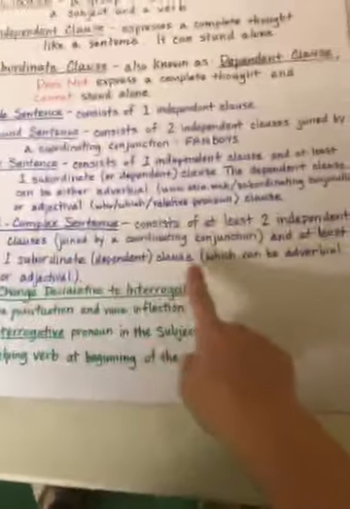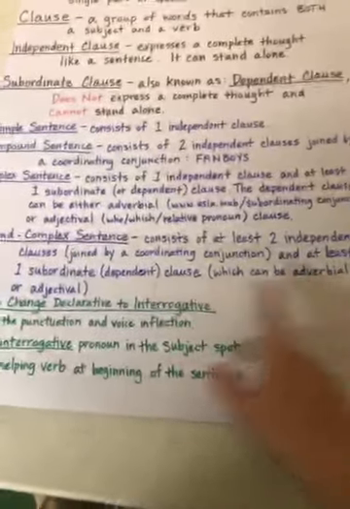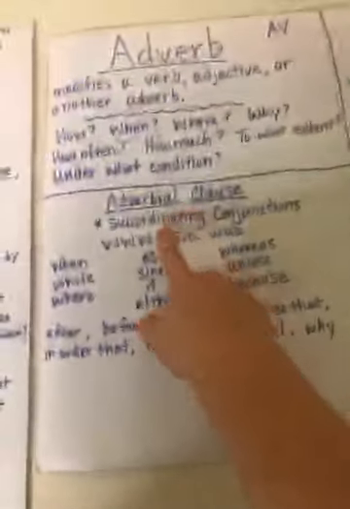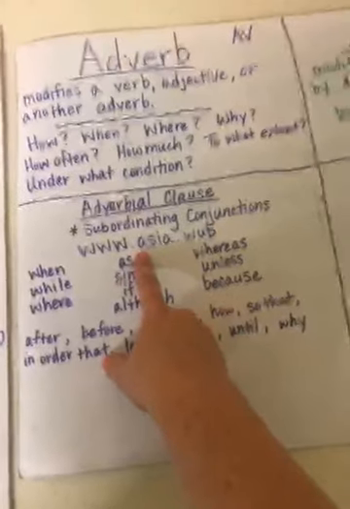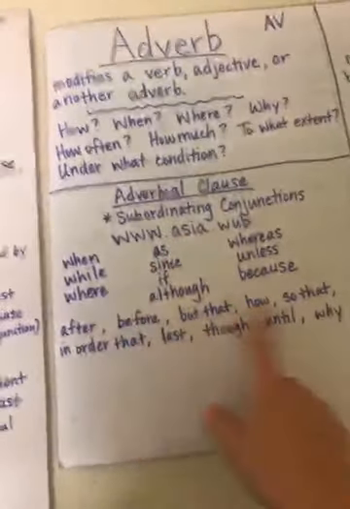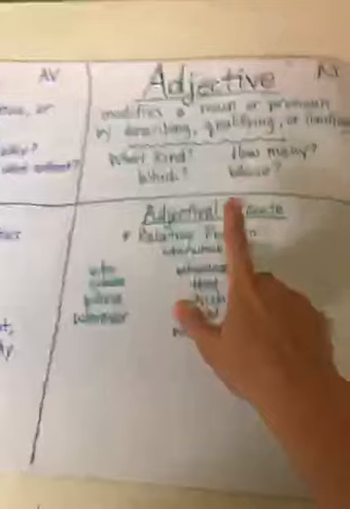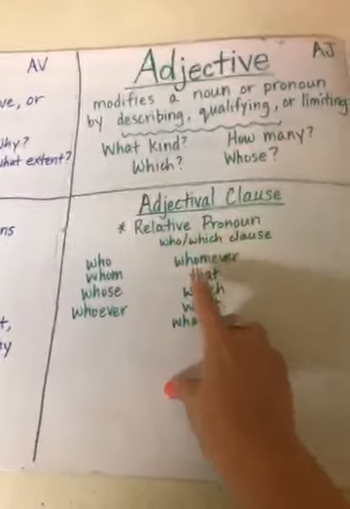Okay, so first of all, we just started reviewing. We reviewed what a compound complex sentence is. And that is a compound complex sentence consists of at least two independent clauses joined by a coordinating conjunction and at least one subordinate clause, which can be adverbial or adjectival. Okay, so just to remind you, adverbial clauses are your subordinating conjunctions. Okay, there are some other ones as well as just your www.asia. Or your subordinating clauses can be adjectival, which start with your relative pronouns.